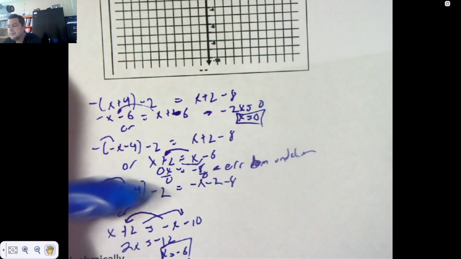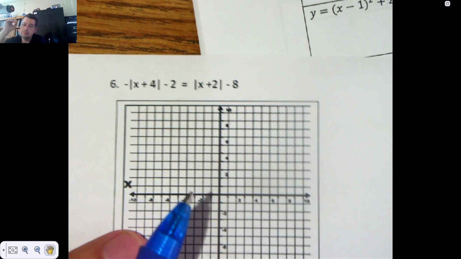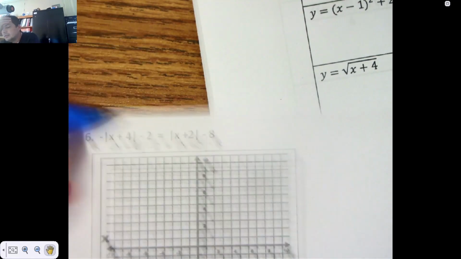It's actually probably harder to do this particular equation by hand than it is by the graph, which is unusual. It is. It's unusual. All right, back to graphing. We're doing the absolute value of a times x minus h plus k.